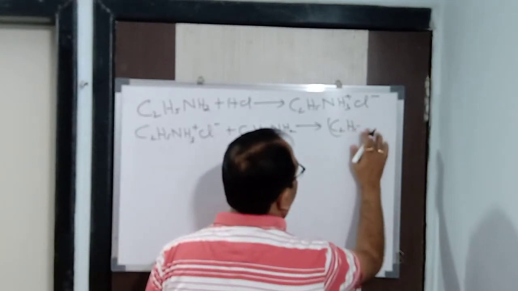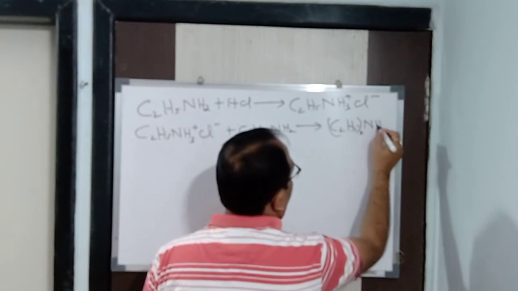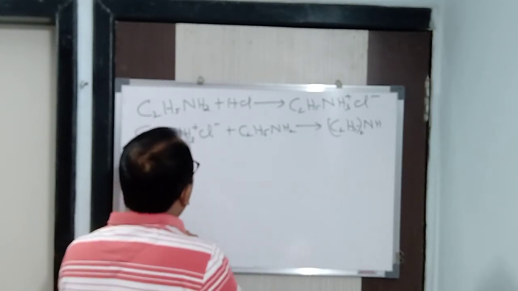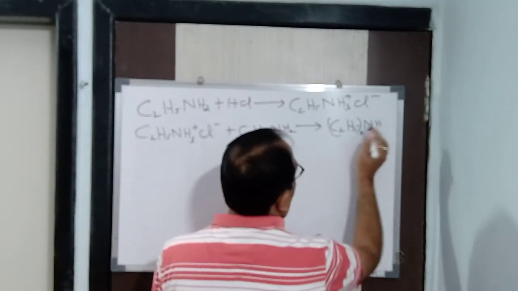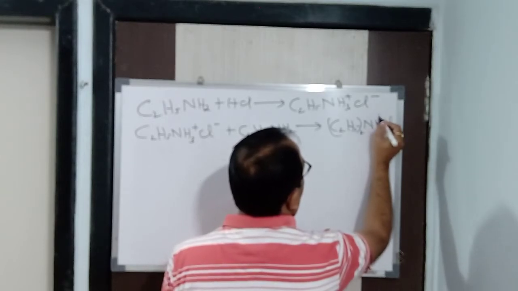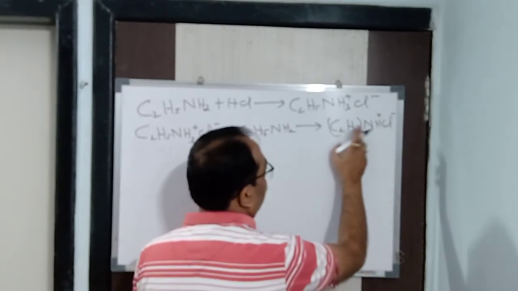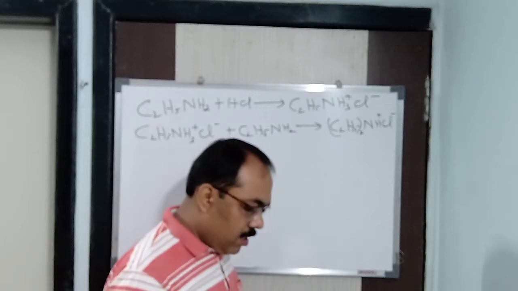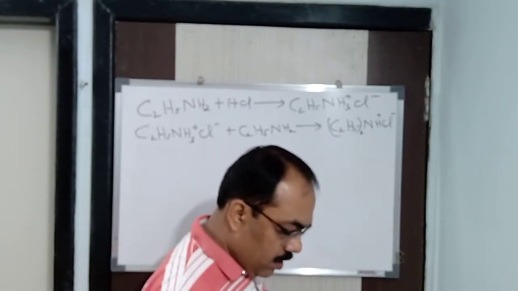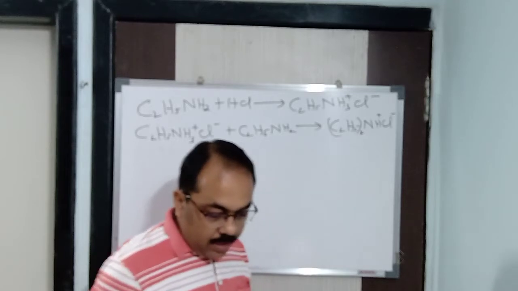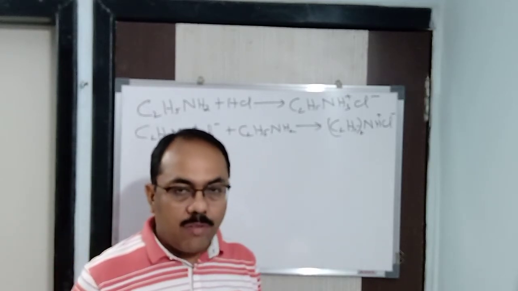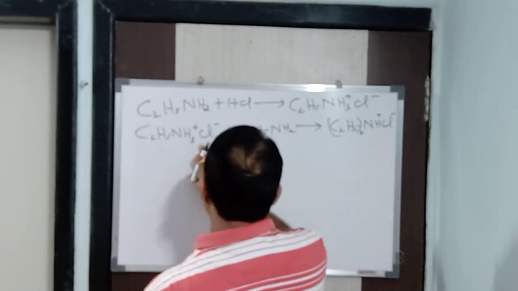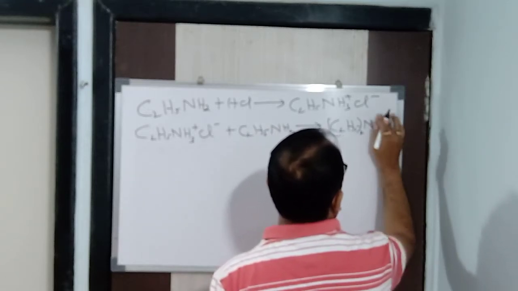Then (C2H5)2NH, here it is NH2 of course, NH and it will be HCl. NH2+ Cl-, because nitrogen has one bond with C2H5, two bonds with C2H5, and one bond with H+, and you will be getting Cl-. So in this way you will be getting (C2H5)2NH2+, here also NH2, so C2H5 whole twice.